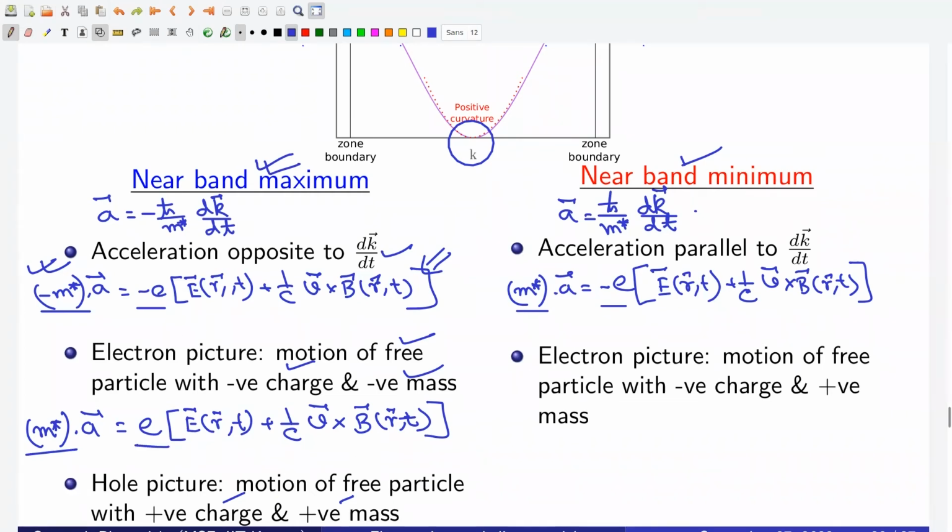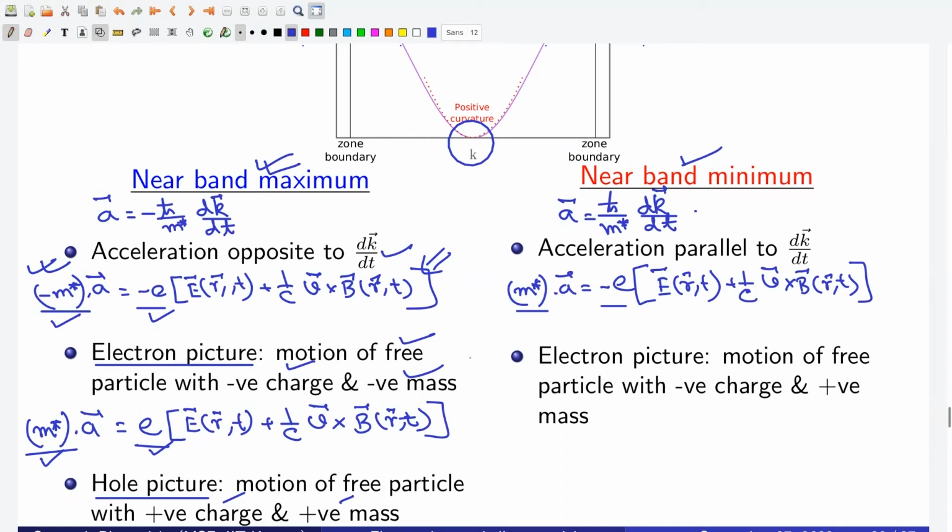Note that in the electron picture, charge remains negative, but mass becomes negative. However, in the hole picture, mass remains positive, but charge becomes positive.